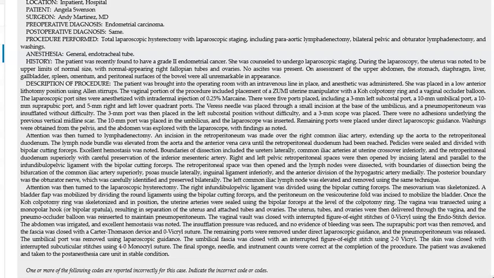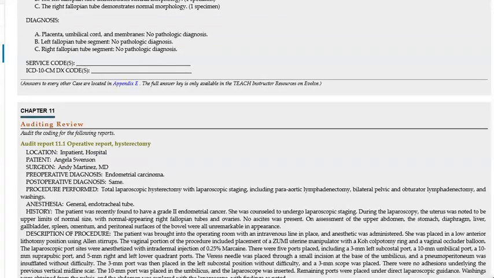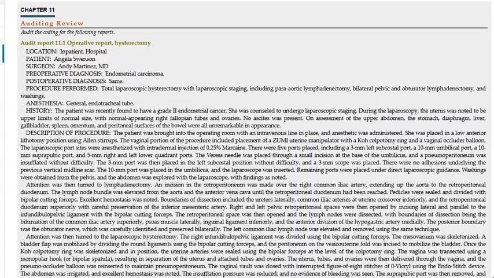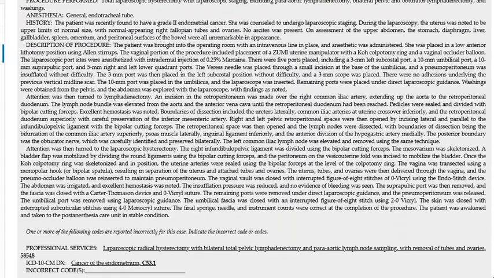The umbilical fascia was closed with an interrupted figure of 8 stitch using 2-O Vicryl. The skin was closed with interrupted subcuticular stitches using 4-O Monocryl suture. The final sponge, needle, and instrument counts were correct at the completion of the procedure. The patient was awakened and taken to the post-anesthesia care in stable condition. So, it tells us that one or more of the following codes are reported incorrectly for this case. Identify the incorrect code or codes.